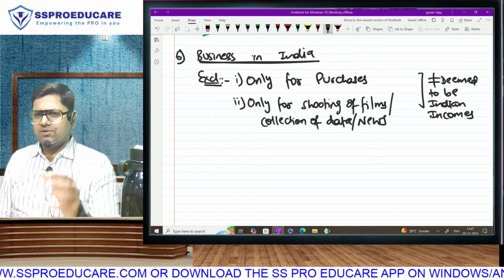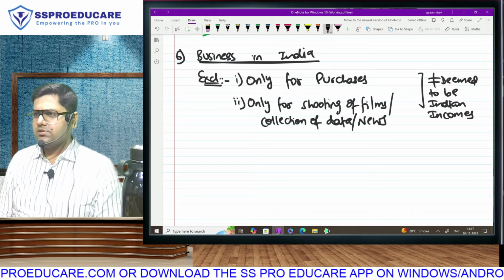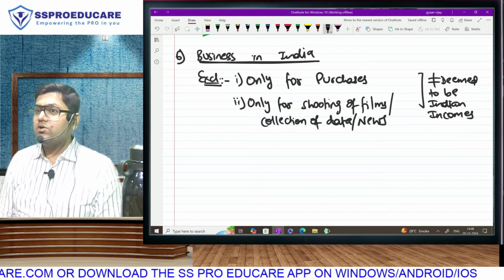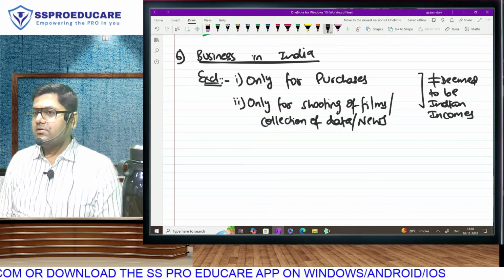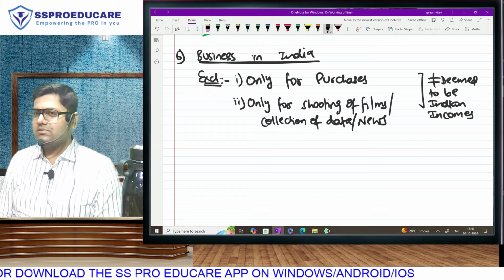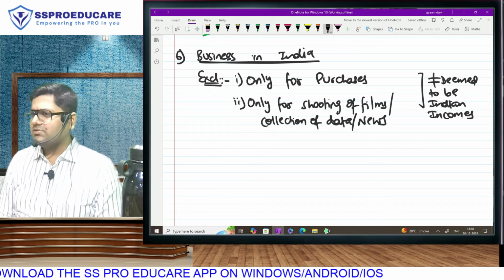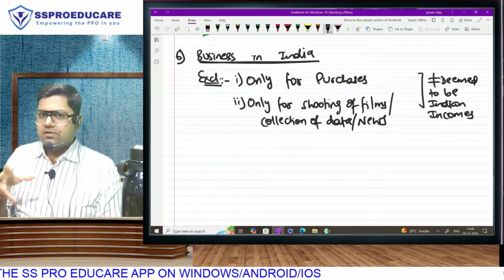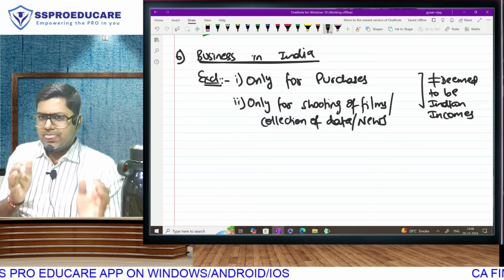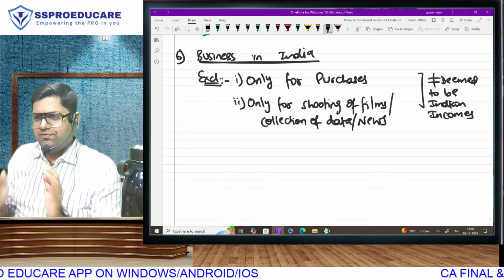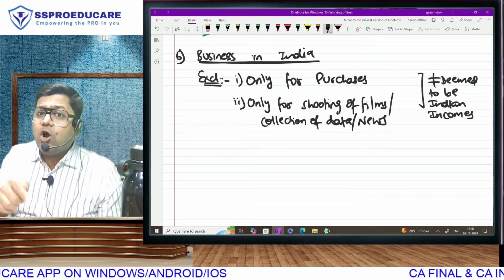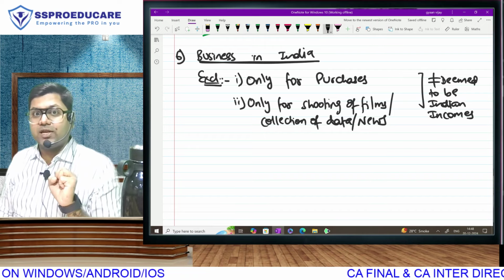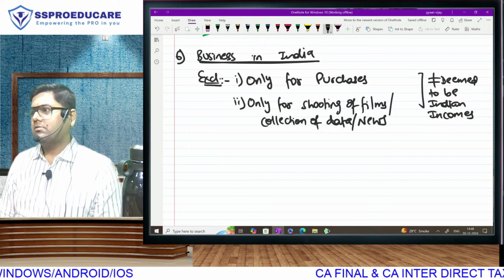I don't know whether you are aware, some years ago, Hollywood actor Tom Cruise had come to India. In Mumbai, they did shooting for the movie Mission Impossible. Some scenes of one of the Mission Impossible movies were shot in India. But what did they do? They come here, conduct their shooting activity, record that and they leave. They are not indulging in any income producing activity. They are only shooting the film and leaving.